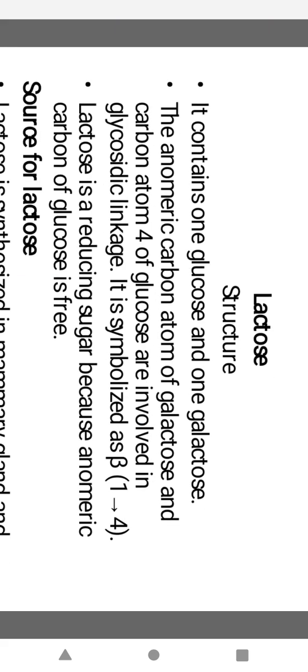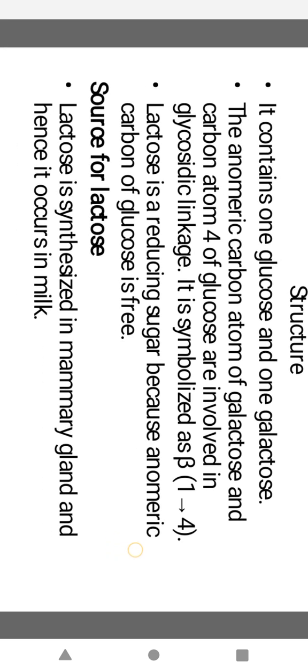Then we see about lactose. Lactose is commonly present in milk products. It contains one glucose and one galactose unit. The anomeric carbon atom of galactose and carbon atom 4 of glucose are involved in the glycosidic linkage. The linkage is beta 1,4 linkage. Lactose is also a reducing sugar because the anomeric carbon of the adjacent glucose unit is free. Sources of lactose include all the milk products.